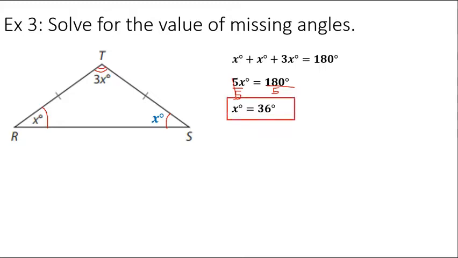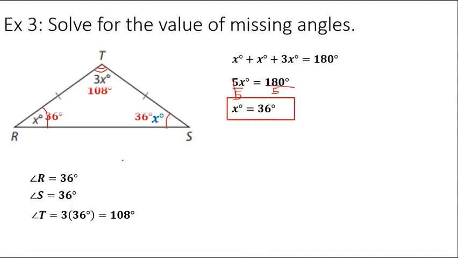Now we want to find the value of each angle. Angle R is just 36 because it's just X. Same thing with angle S, they're both 36. But angle T is 3 times X, or 3 times 36, which is 108. So we found all three angles, and I just put them up there where they go. R and S are both 36, and angle T is 108.